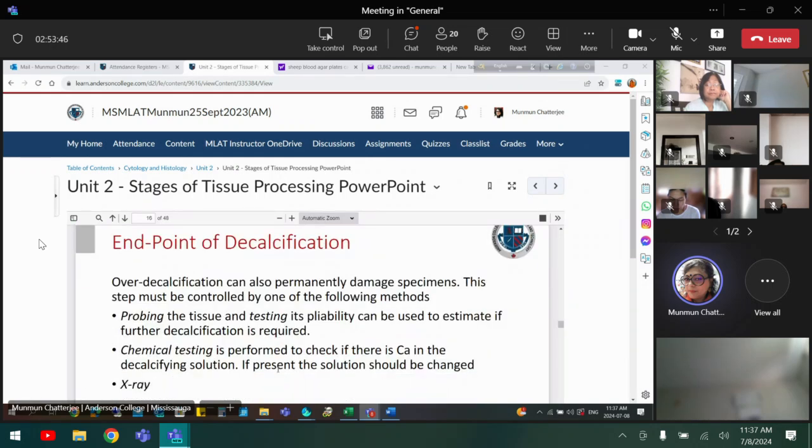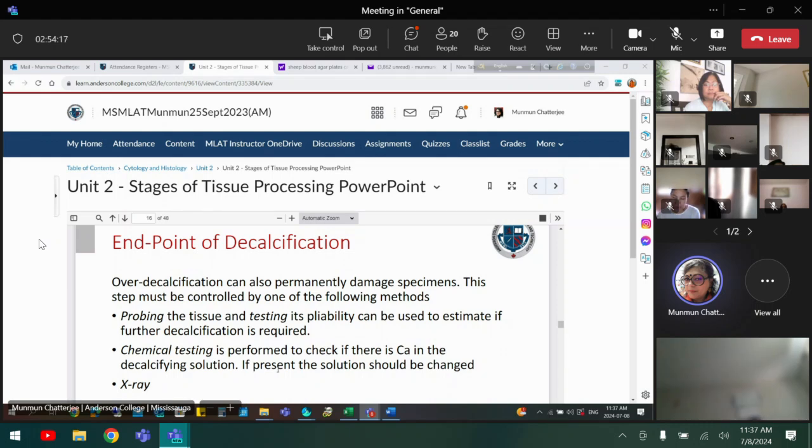So, endpoint of decalcification: over-decalcification can also permanently damage the specimen. That we have already discussed. This step, how can we do that? Control, how can you control this one? Probing the tissue and testing its pliability can be used to estimate if further decalcification is required. And chemical testing is performed to check if there is calcium in the decalcifying solution. If present, the solution should be changed.